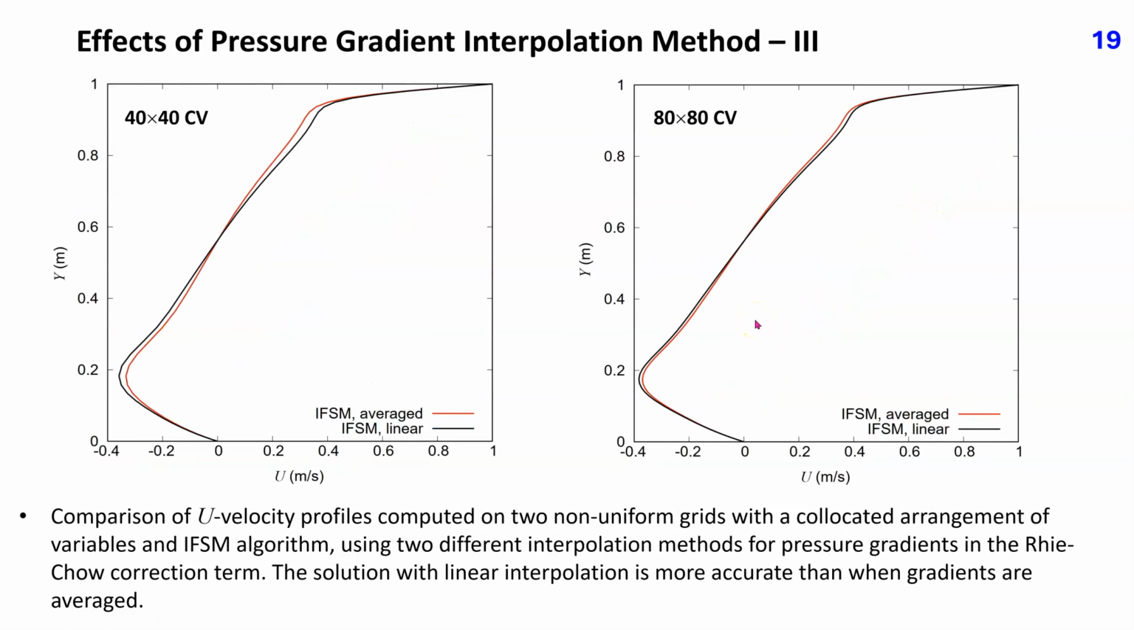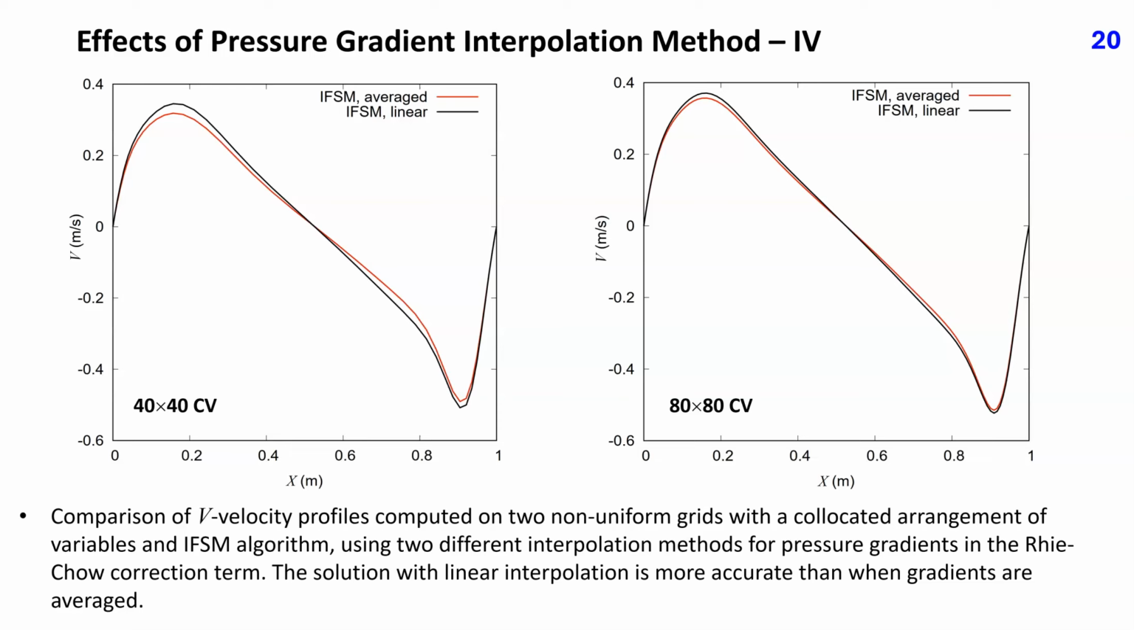These plots show the comparison of U velocity profiles computed on two non-uniform grids with a collocated arrangement of variables and IFSM algorithm using two different interpolation methods for pressure gradient in the Rhie-Chow correction term. The solution with linear interpolation is more accurate than when gradients are averaged. The difference is larger on coarse grids and becomes smaller as the grid is refined.